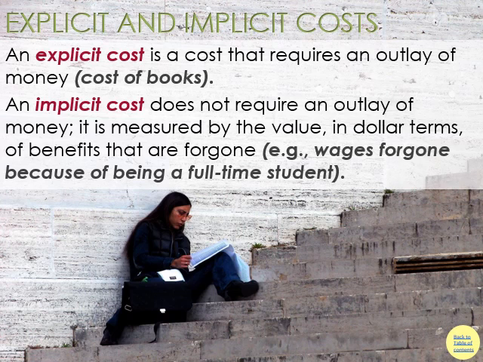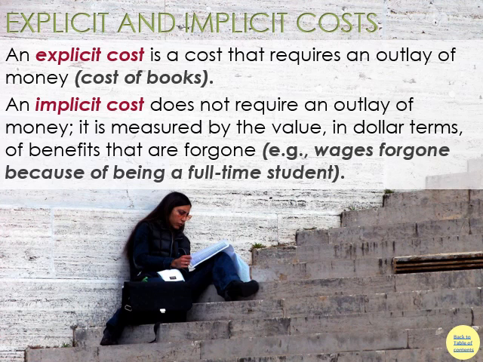Okay, first we look at what costs are relevant for decision-making purposes. If you're looking at a decision of whether or not to attend university for 1 year, explicit costs, which are outlay costs, things that you actually would have to pay for, such as the cost of books or the cost of tuition, are certainly relevant for decision-making purposes.